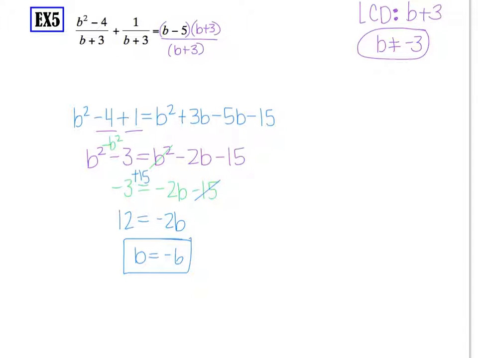So then I just started combining like terms. So b squared, and negative 4 plus 1 is negative 3. And then I saw that it is quadratic, so I'm going to start setting things equal to 0. Well, when I subtracted b squared, the b squareds actually canceled and went away. So I just ended up with negative 3 equals negative 2b minus 15. And I see that that's linear, so I just start solving a linear equation. I added 15 to both sides and then divided by negative 2, and I got b equals negative 6.